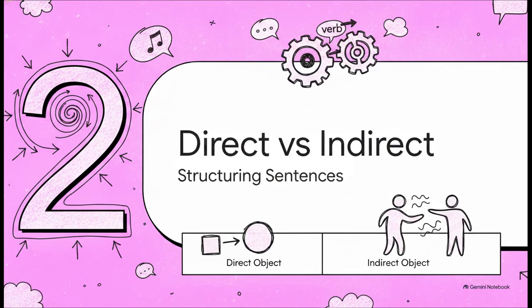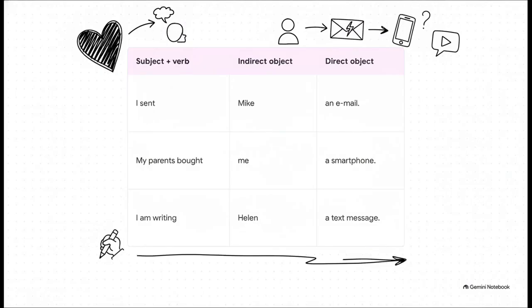Section 2. Direct versus indirect objects. Now, what's really interesting about this slide is how we can visualize these two distinct concepts sitting right next to each other inside a sentence block. Notice the spatial separation we've laid out here, kind of like an equation on a whiteboard. Look at the formula. Subject plus verb followed by the indirect object and ending with the direct object. I sent Mike an email. See exactly where the recipient, Mike, sits? He's sandwiched right between the action of sending and the item being sent, which is the email. Same with my parents bought me a smartphone. Me is the recipient, a smartphone is the direct object.